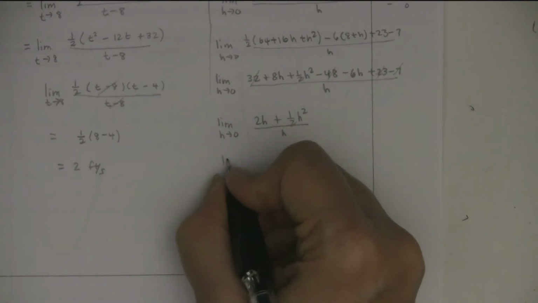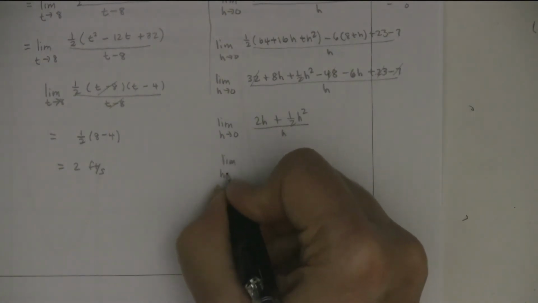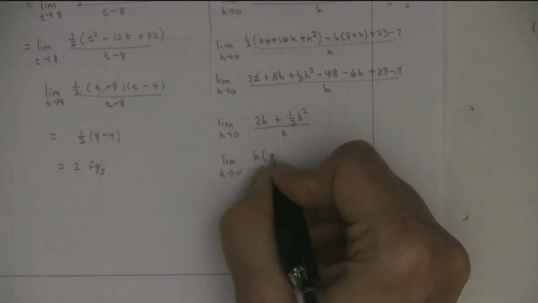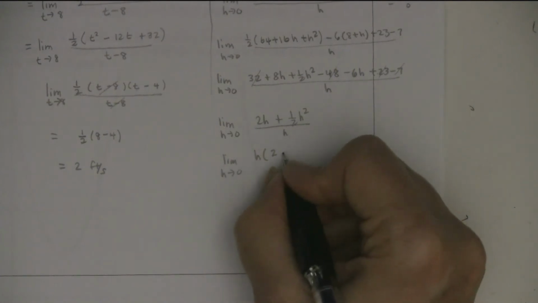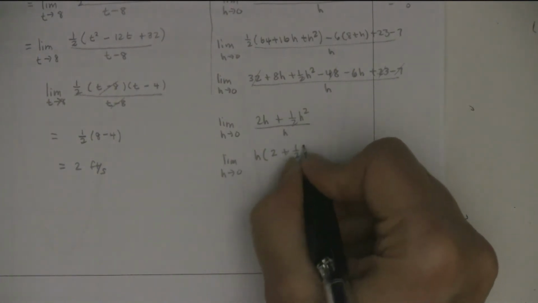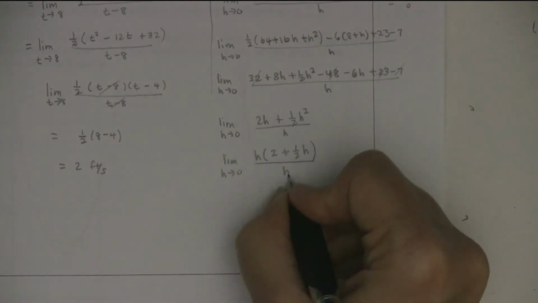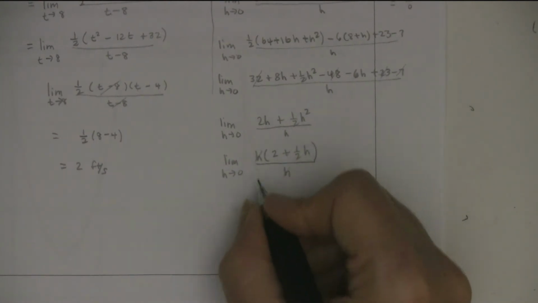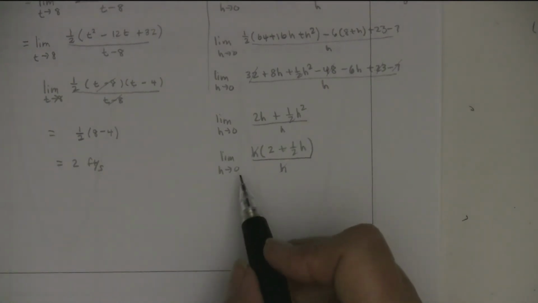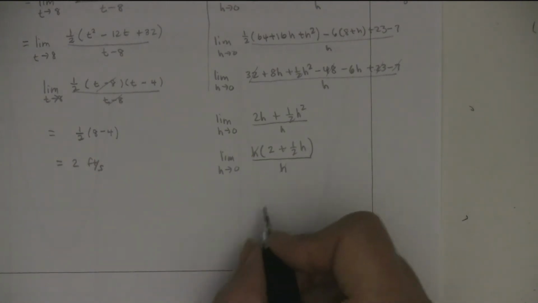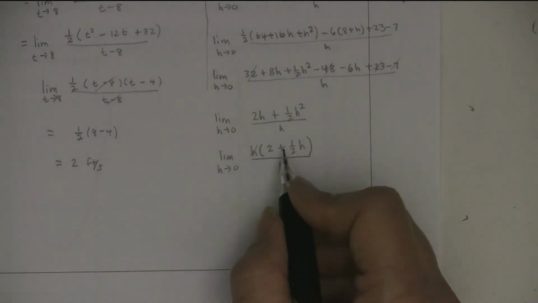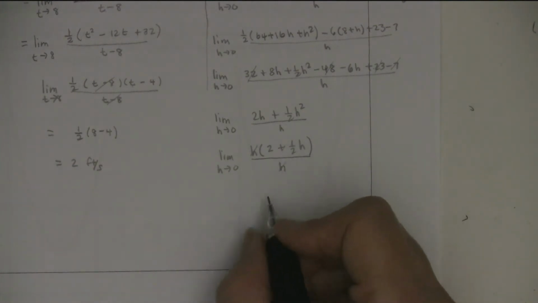Then I factor out h. You could factor out more than that if you wanted, but h is enough because I'm going to cancel the h's, and now I can apply the limit using substitution, the number 1 limit law, right? And h is 0. And so this gives me 2, because 2 plus 1/2 of 0 is 2. So this is 2 feet per second.